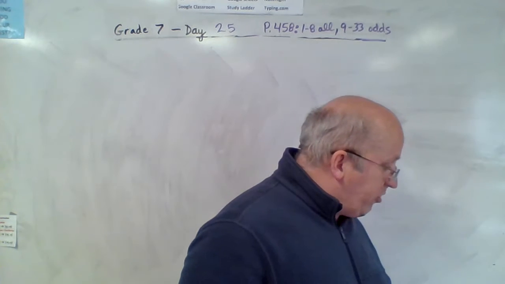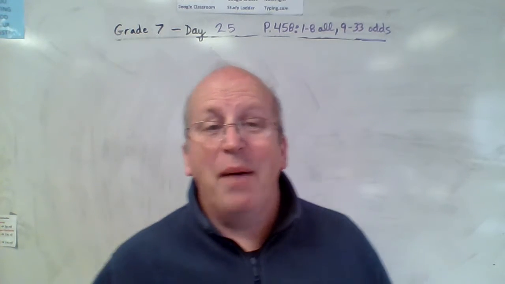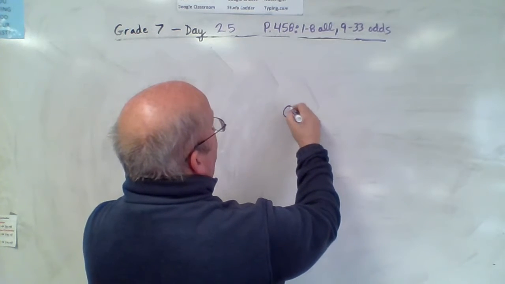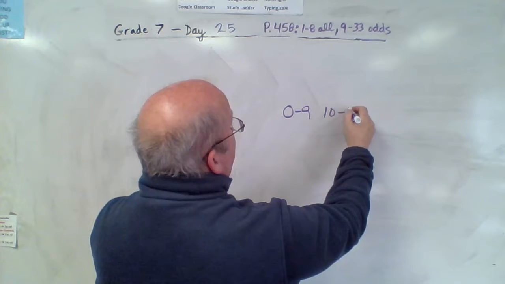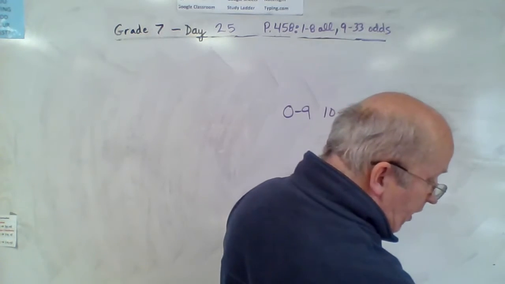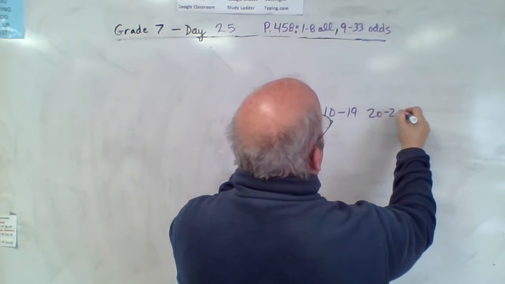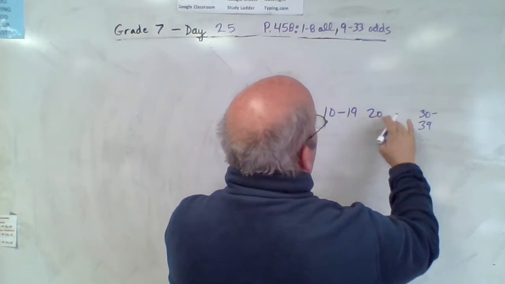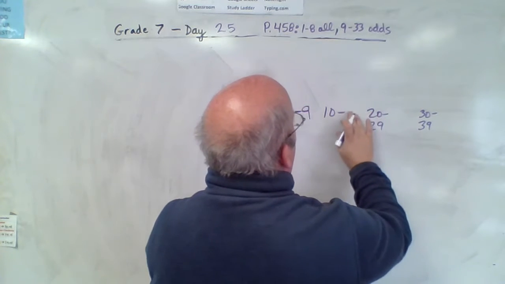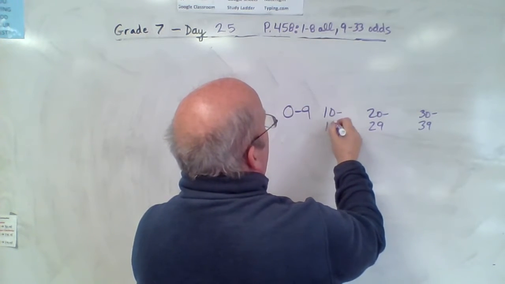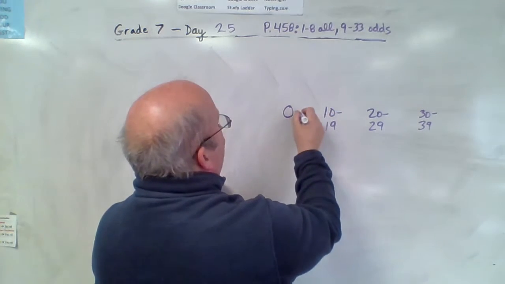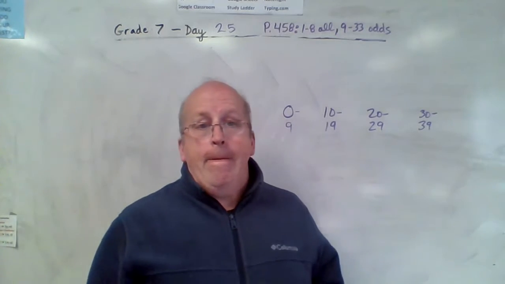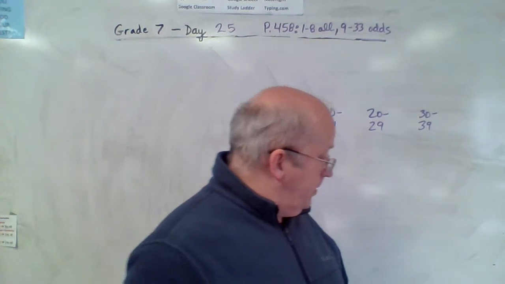Number 11 is asking you to create a histogram. I'm going to give you a hint on that. The intervals for number 11, I would highly suggest you use 0 to 9, then 10 to 19, and then 20 to 29, and finally 30 to 39. And actually, I'm going to rewrite them more vertically because I think it gives you better spacing when you create your histogram. So please consider using those as your values for the intervals for number 11.